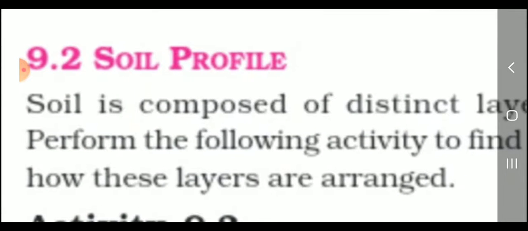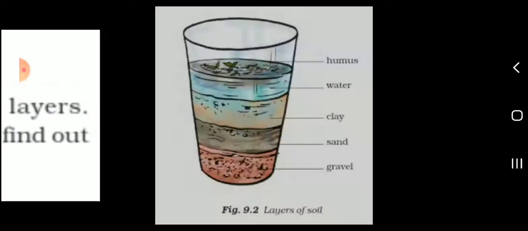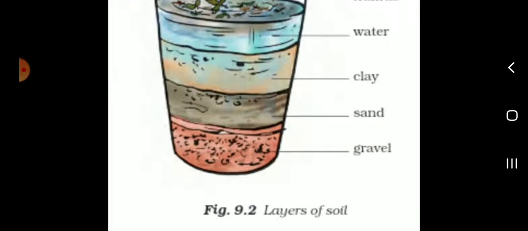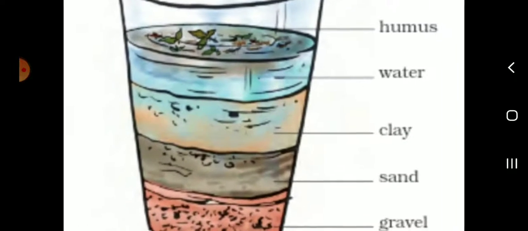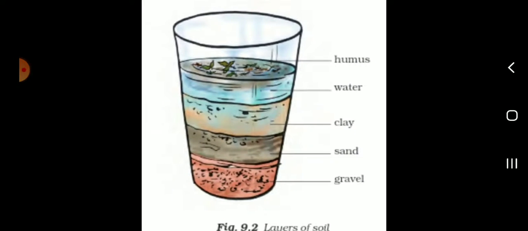Okay, next, soil profile. What is soil profile? The soil is composed of distinct layers. Perform the following activity to find out how these layers are arranged. That is a soil profile. See this picture. These are the layers of soil. Okay, all of you see your book, page number 97. The layers of soil.